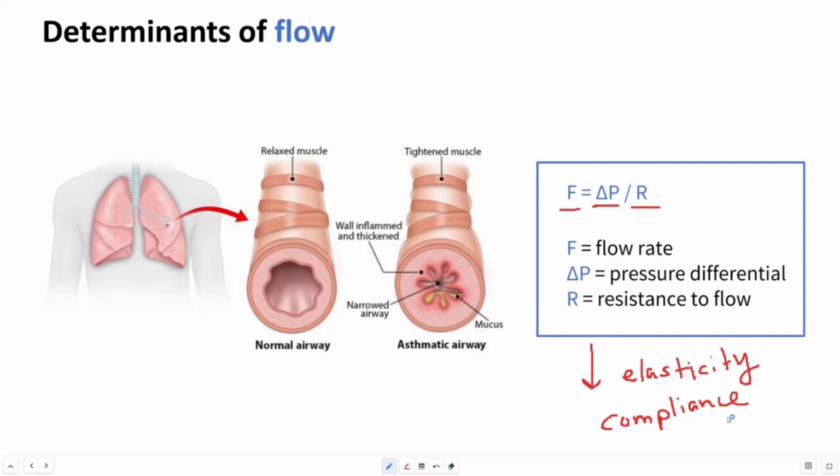Compliance is influenced by the surface tension of the alveoli, which is directly related to the surfactant. Surface tension increases if the type 2 cells are not producing enough surfactant. Some respiratory diseases, such as respiratory distress syndrome, or smoking, can cause the alveoli to collapse and increase the resistance.